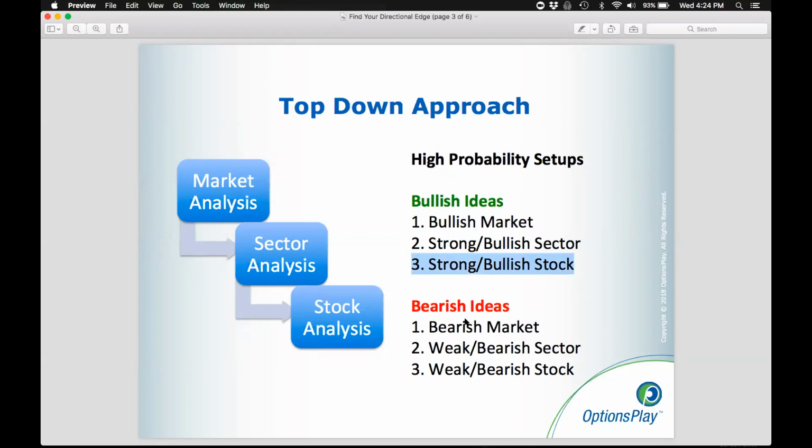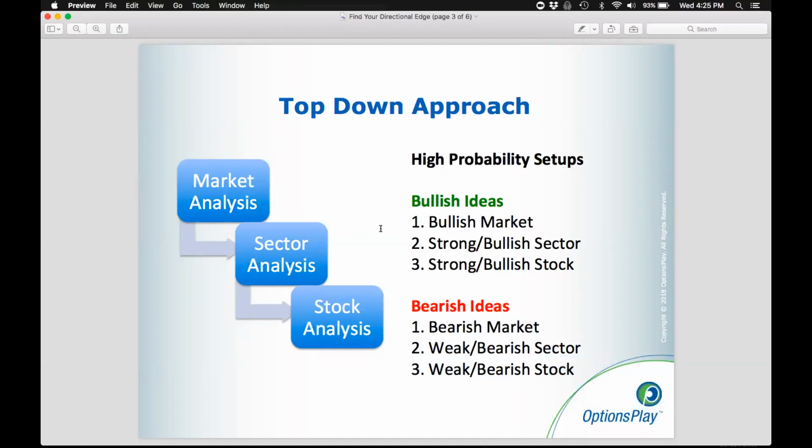For bearish ideas, you want to identify a bearish market first, then look for the weak or bearish sectors within that market, then look for the weak and bearish stocks within that individual sector. So it's this idea of the top-down approach, meaning don't start looking for stocks first. First, look at the overall market. Is the overall market bullish or bearish? Then, within that market, which sectors are strongest and which are weakest, and then filter at that point down into individual stocks.